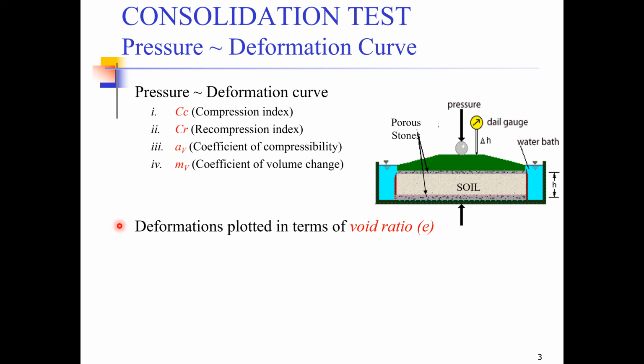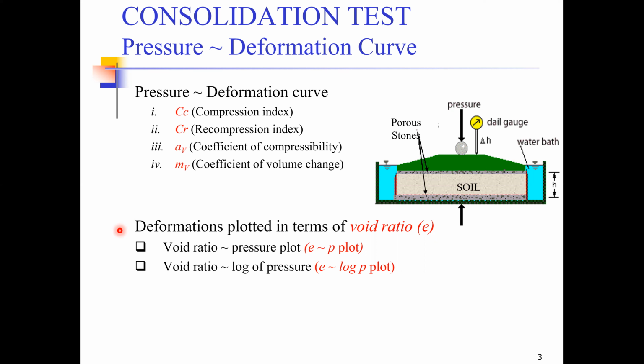Then we plot two different kinds of graphs. Typically, one is the void ratio versus pressure plot, or we call it the E versus P plot. And the other important graph that we make is the void ratio versus log of pressure graph, the E versus log of P plot. Let's look at them in more detail one by one.